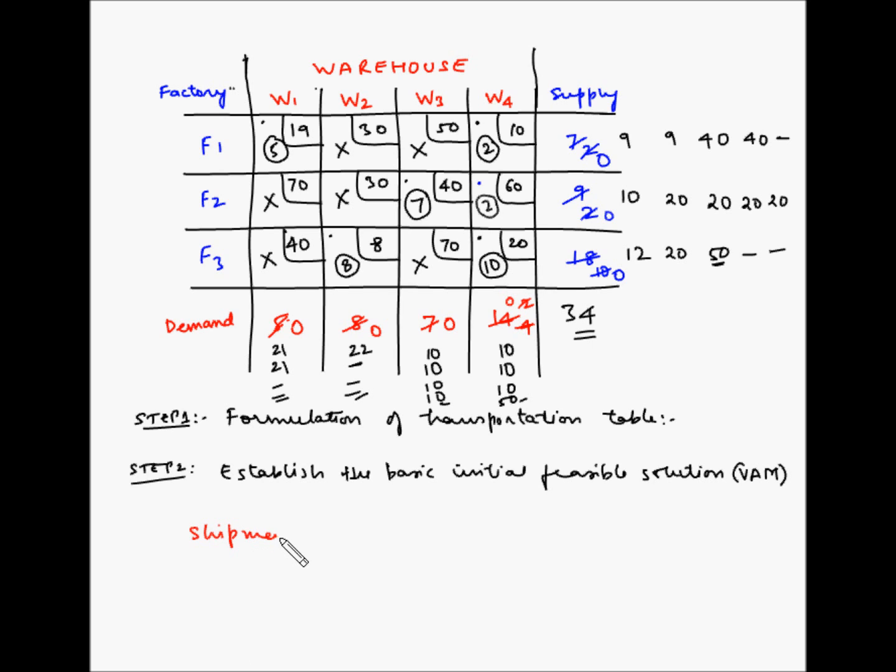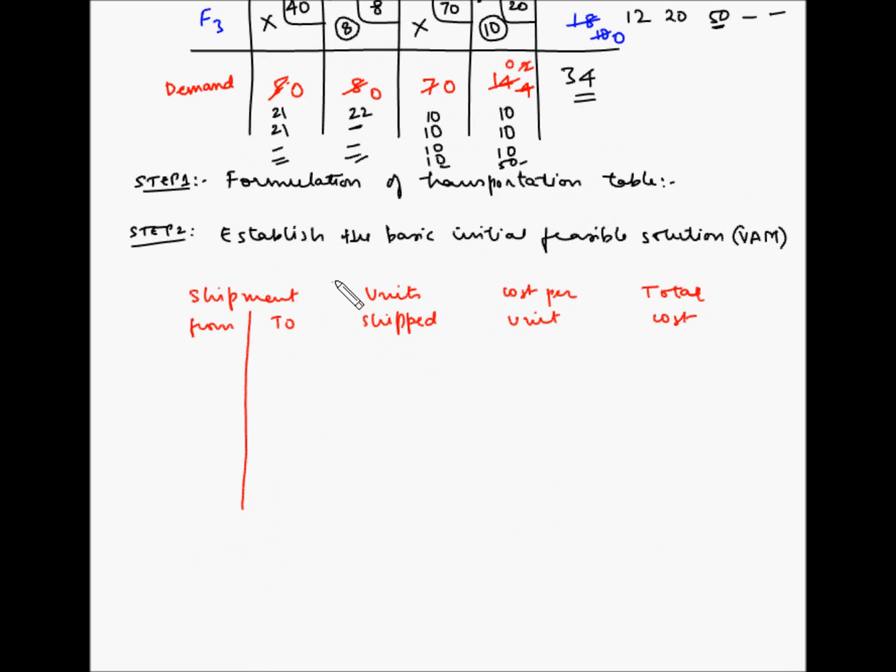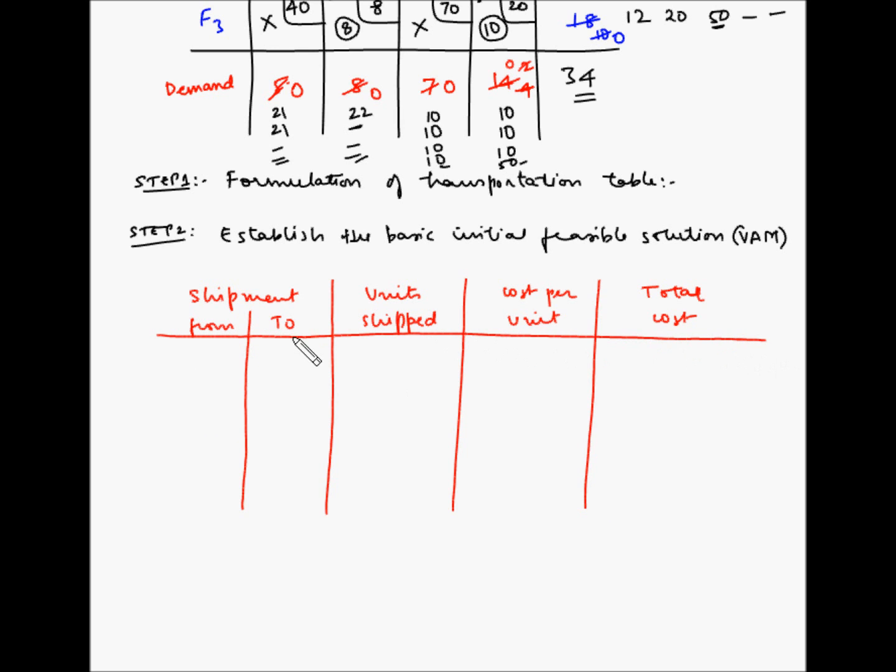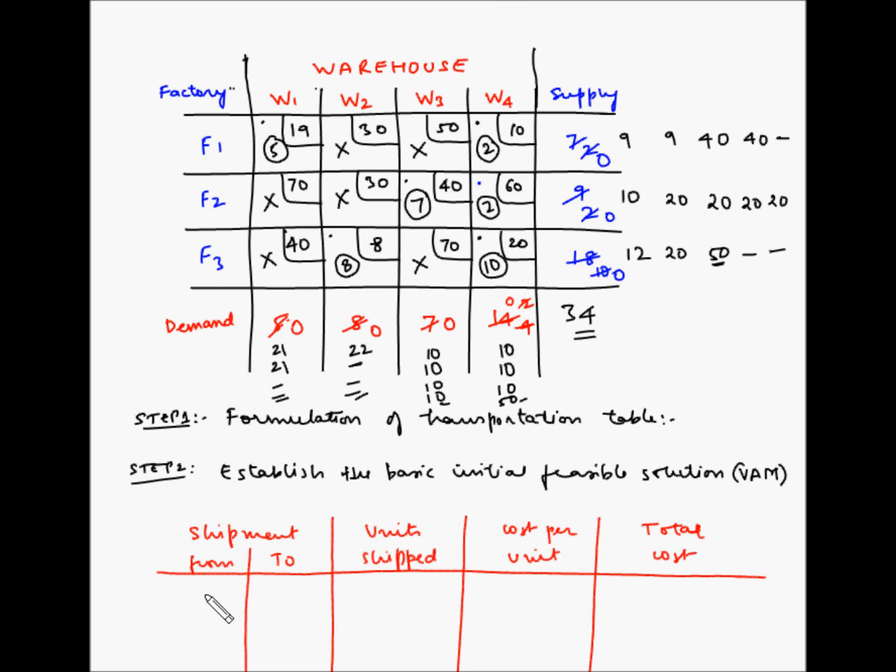So first the shipment from and to. Next is units shipped. Next is transportation cost per unit, and then the total cost. So the first allocation is F1W1. So the shipment is from F1 to W1. The number of units shipped is 5, and the cost per unit is $19. So the total cost is 19 multiplied by 5, which is 95. Now all this is in dollars.